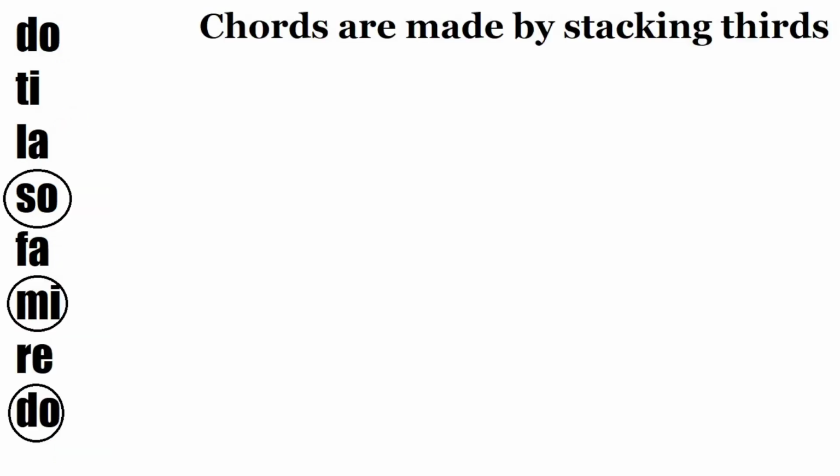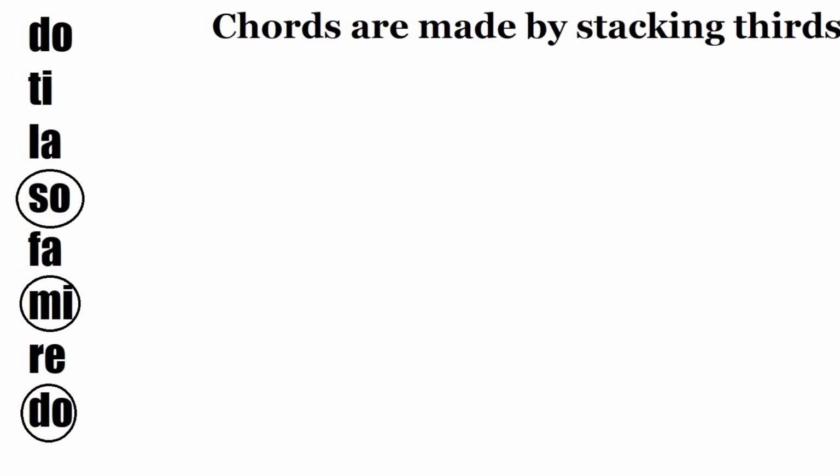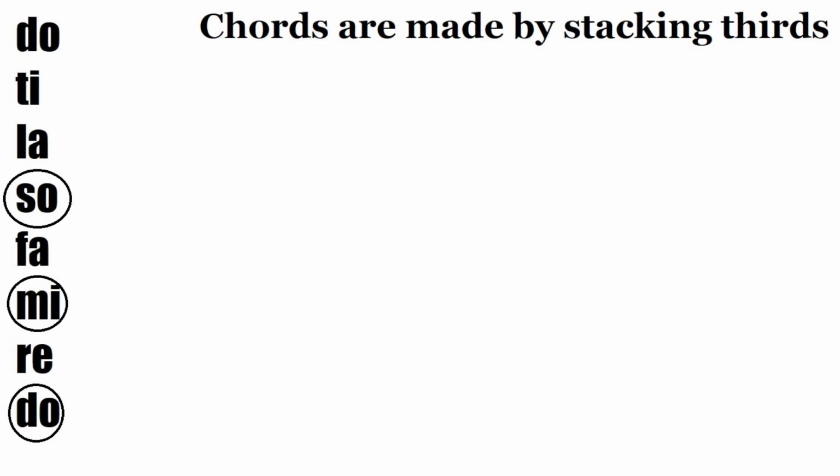But how do we use this idea here to make chords? How do we make music when singing only can be done with one note at a time? Well, we can make chords by stacking thirds, and there's a lot of different ways we can play chords. We can do them as an arpeggio, do, mi, so, mi, do, also known as a broken chord, or we can play those notes together on something like a piano.